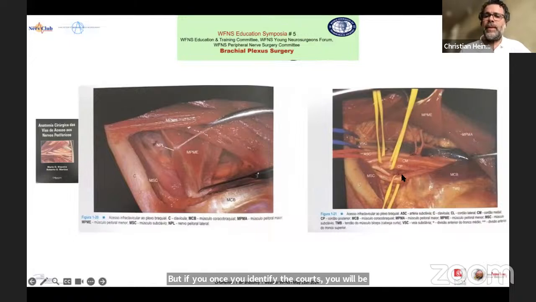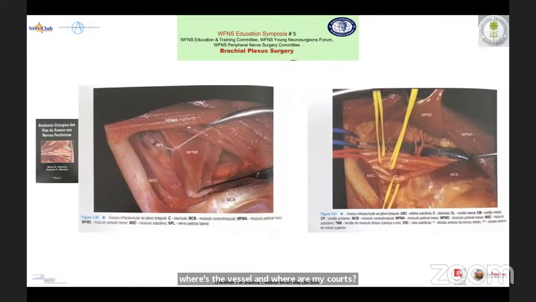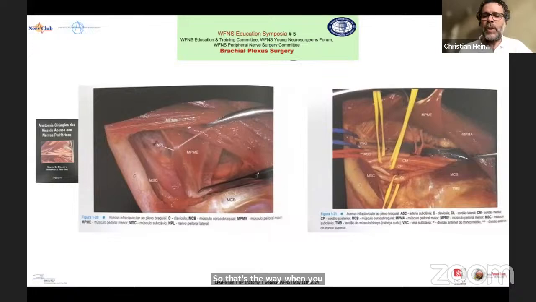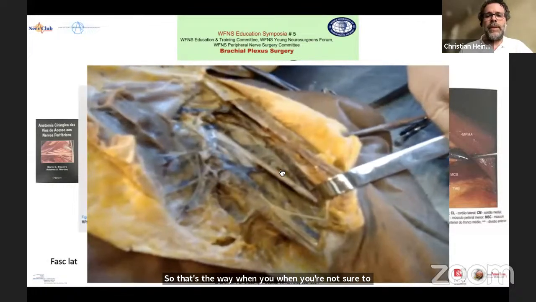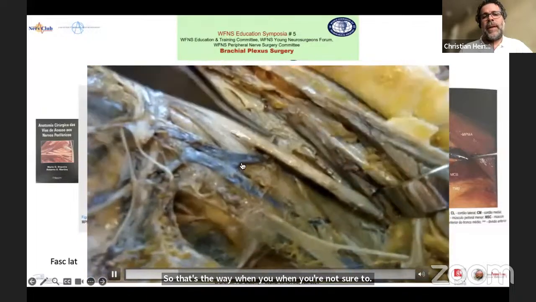And you need to know that the names of the cords derive from their position relative to the axillary or subclavian artery. So the lateral cord is lateral to it, the medial is medial, and the posterior is posterior. It's very simple, but sometimes these simple things save you and your patients when you remember them. Intraoperatively, especially in traumatic cases, ask yourself, where's the vessel and where are my cords? That's the way to identify the structures when you're not sure.